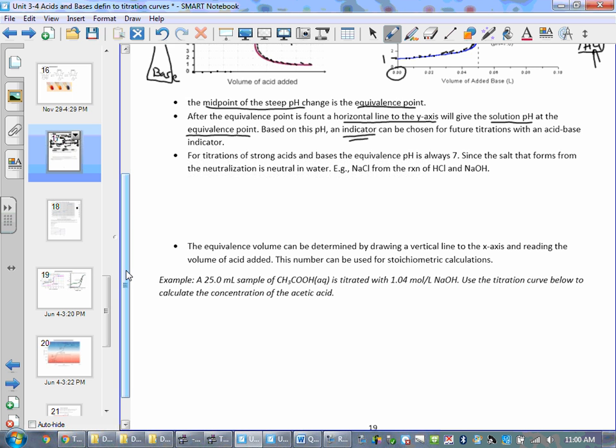For titrations of strong acids and strong bases, the pH is always 7, since the salt that forms is a neutral salt. So for example, sodium chloride is a neutral salt. So we don't have any compounds in there that can give up or take protons to change the pH of our water. So for example, sodium chloride formed from the reaction of hydrochloric acid and sodium hydroxide.